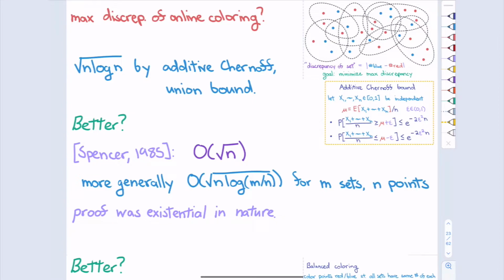Can we get an algorithm to get a square root n discrepancy coloring for n sets and n points, or in general square root n log m over n?